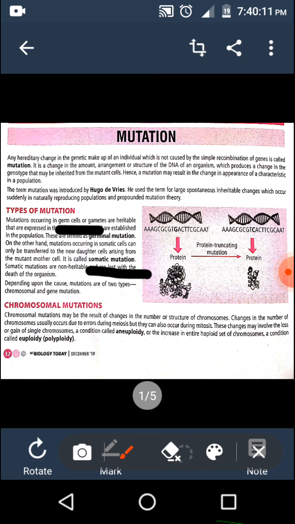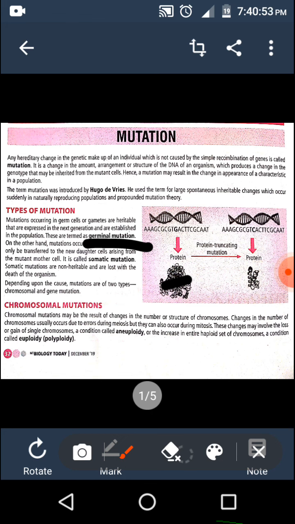There is a difference between germinal mutation and somatic mutation. Germinal mutations can pass these changes or mutations to the next generation, whereas somatic mutations don't play any role in the inheritance of these mutations from one individual to the next. So in this way, we mainly study mutation in two types. One is germinal mutation, another one is somatic mutation.